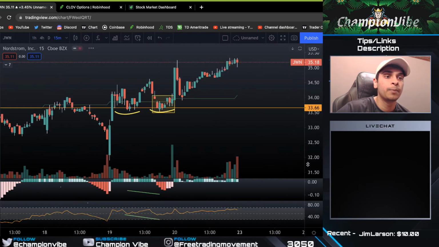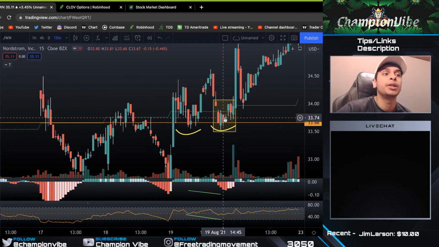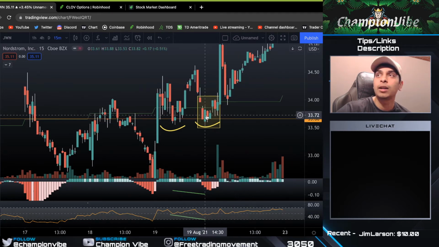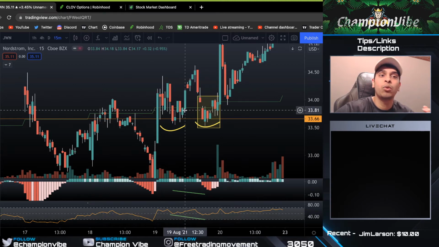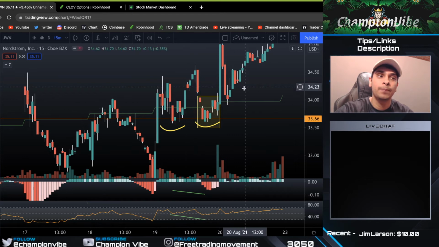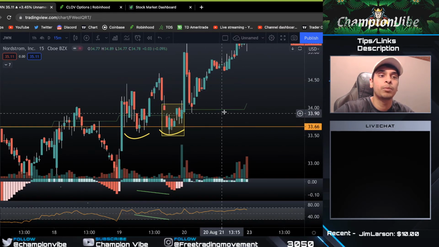So for an example, if I was looking to enter options right over here, I would actually go in the money. Why? Because there's no guarantee that it'll actually hold the support, right? So if I'm playing off of an exact support level that I'm entering right around, I'll typically go either at the money or in the money.